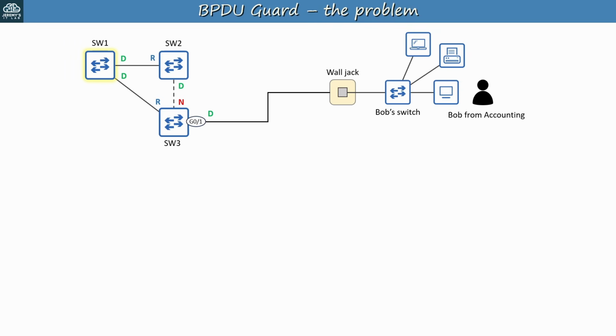Problem solved, right? Well, maybe Bob's problem has been solved, but his switch and switch 3 start exchanging spanning tree BPDUs, and this could impact the network. For example, what if Bob's switch becomes the root bridge?